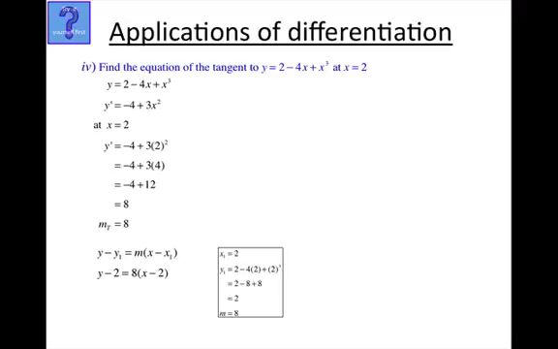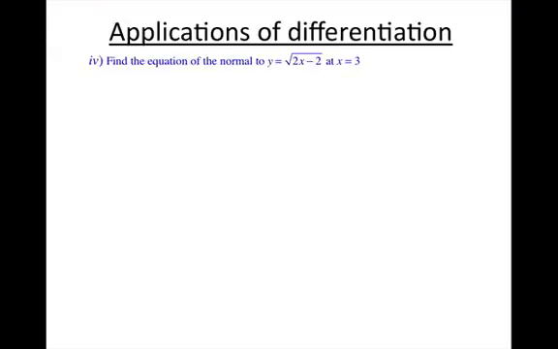We can then just expand that through. y minus 2 equals 8x minus 16. And then y equals 8x minus 14. Because it's nice and neat, I've just decided to leave it in gradient intercept form, y equals mx plus b form. Perfect. Hopefully that one went well.